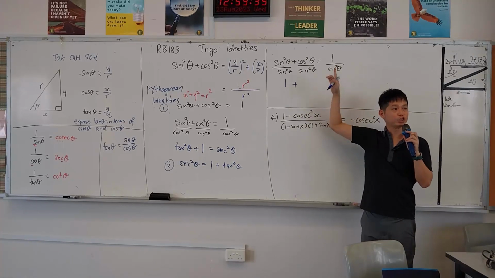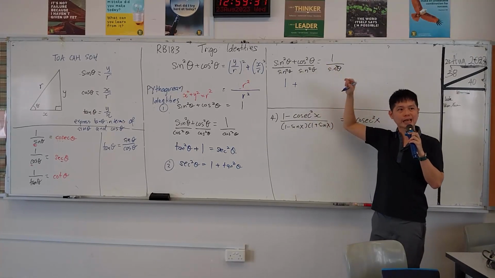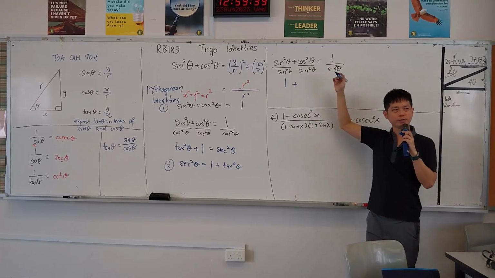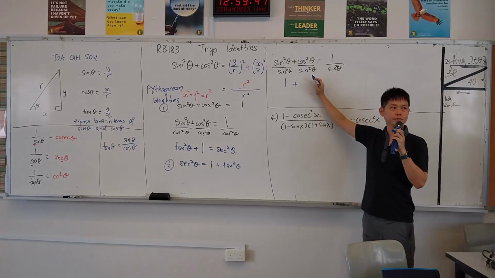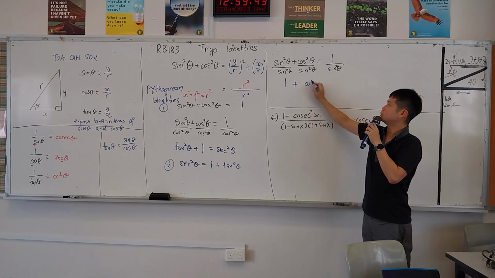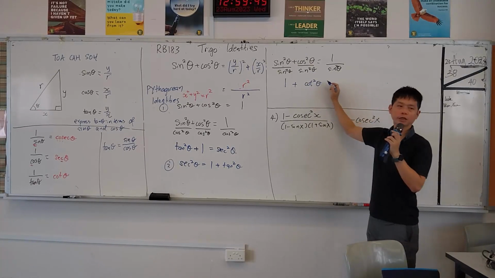Sine over cosine is tangent. So cosine over sine is the inverse of it. So this will become cotangent square theta. Okay, pause here for a while.